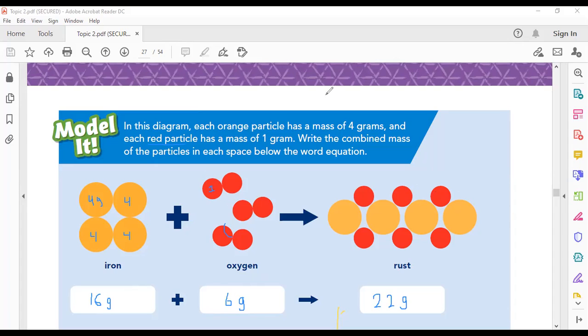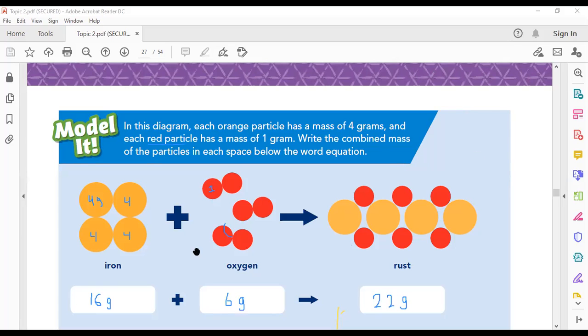Notice that the total mass of the substances before and after the change remains the same, and this is the law of conservation of mass. The law of conservation of mass states that in any physical or chemical change, mass is never created or destroyed, or the total mass remains the same.